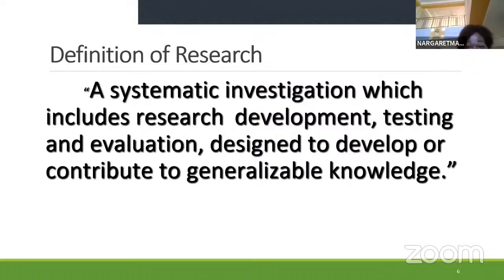Definition of research, we must know what research is before we go on to collaborative research. As I have no doubt, we all know, it's a systematic investigation, and it covers areas such as research, development, testing, evaluating, and designing to develop and contribute to generalizable knowledge. Next slide, please.